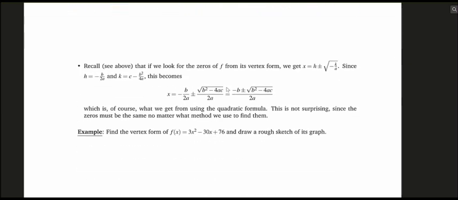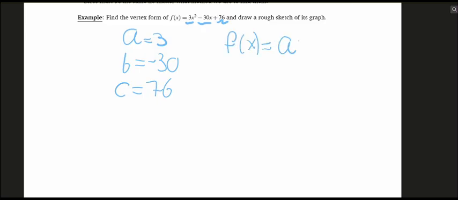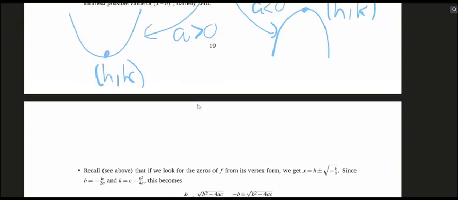So let's take a look at this actually. Find the vertex form of f of x equals 3x squared minus 30x plus 76 and draw a rough sketch of its graph. Okay. Well, we have a equals 3, b equals negative 30, and c equals 76. Okay, so we have f of x is equal to a, which we already know, times x minus h squared plus k. Now let's go back to our formulas and write down the formulas for h and k.